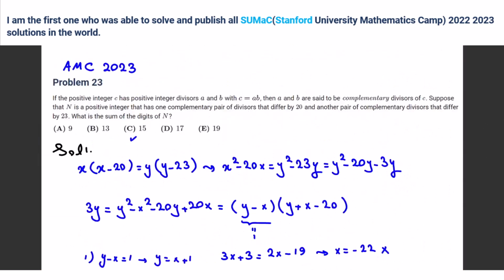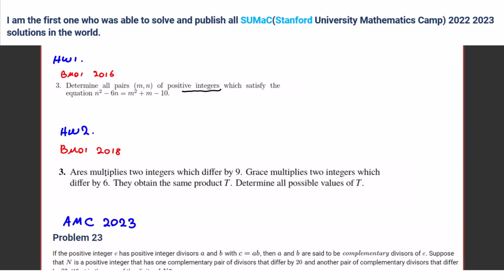Yeah. Okay, now let me show you a BMO problem. It says one multiplies two integers which differ by 9, and also the next one multiplies two integers which differ by 6. They obtain the same product t. Do you agree this problem and this problem are the same?